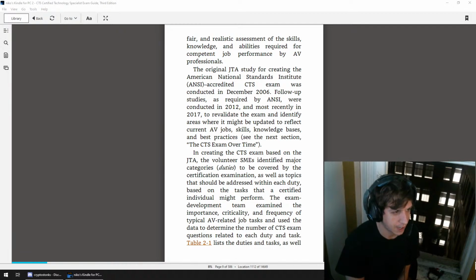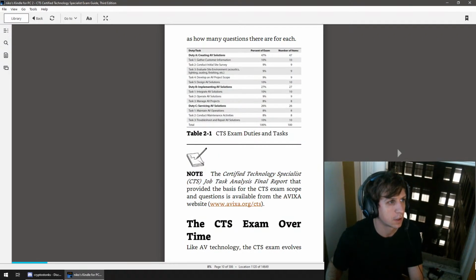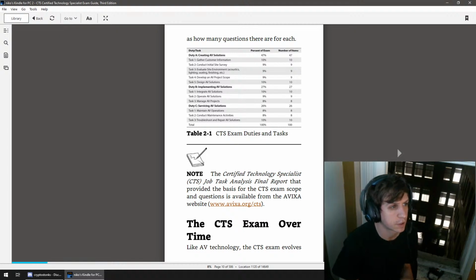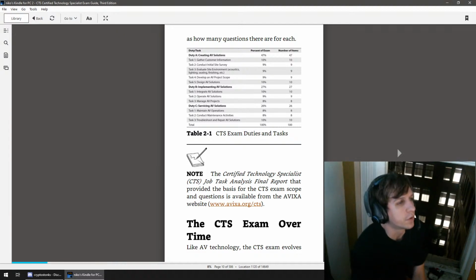Related to each duty and task. Table 2-1 lists the duties and tasks as well as how many questions there are for each. So duty A, creating AV solutions, is 47%. Task 1, gather customer information, is around 10% of the exam. Conduct initial site survey, that's 9 questions. Evaluate site environment, acoustics, lighting, seating, finishing, etc. That's 9%, so 9 questions. Develop an AV project scope, that's 9 questions. Design AV solutions, that's 10 questions.